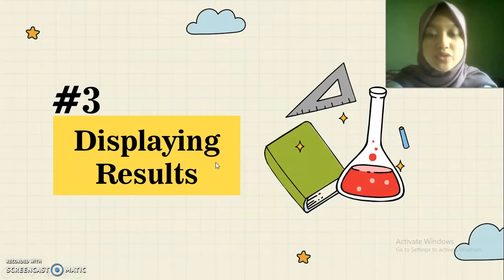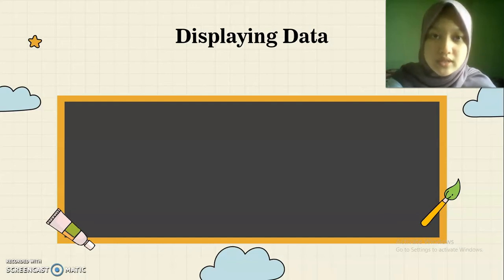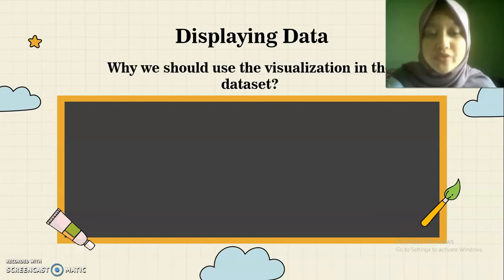And we can continue to displaying the result. Okay, maybe some of you know about visualization in displaying data. Why should we use visualization in a dataset? Because visualization is one of the best practices of data interpretation, and visualization makes your data easier. Here are some reasons.